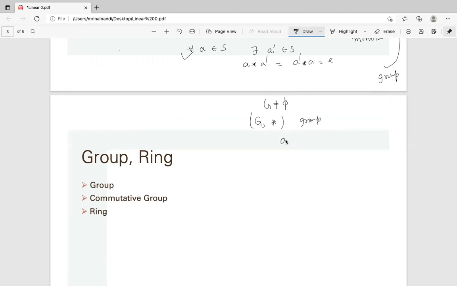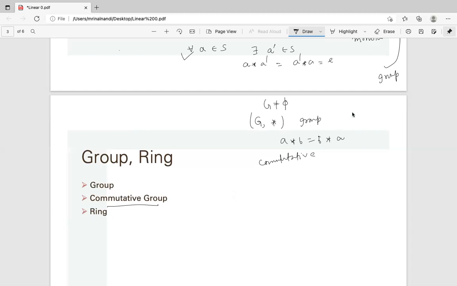A group may not be commutative. If the commutative property is there, then it is called a commutative group. Some also call it an Abelian group, after the name of the mathematician Abel. You know the Abel Prize is the highest prize in mathematics. So with the name of Abel, it is the Abelian group.